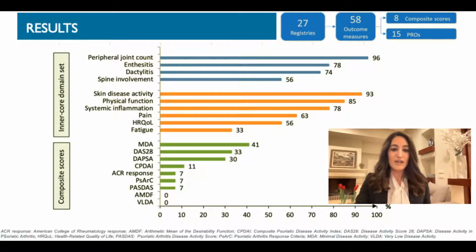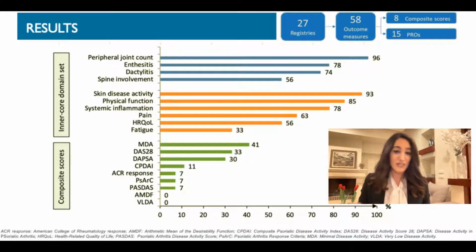So now, for the patient-reported outcomes, we found that the most frequently reported ones were the HAQ, the pain, and the patient global assessment. And fatigue was reported in 33% of registries. You may think that 33 is not a very high percentage, but in 2012, when the systematic literature review was done on trials, only 15% of the articles reported fatigue.